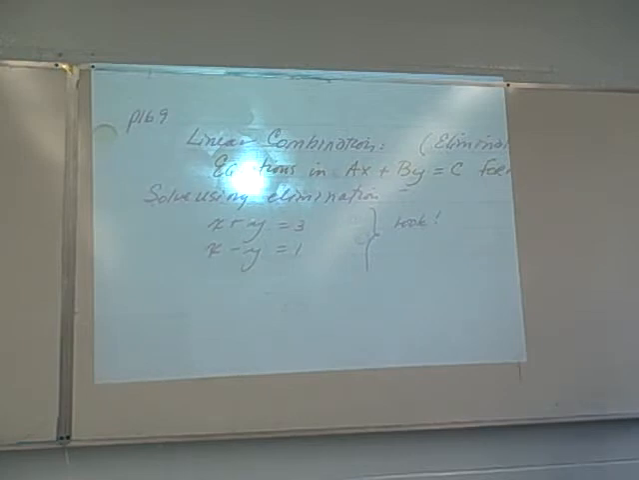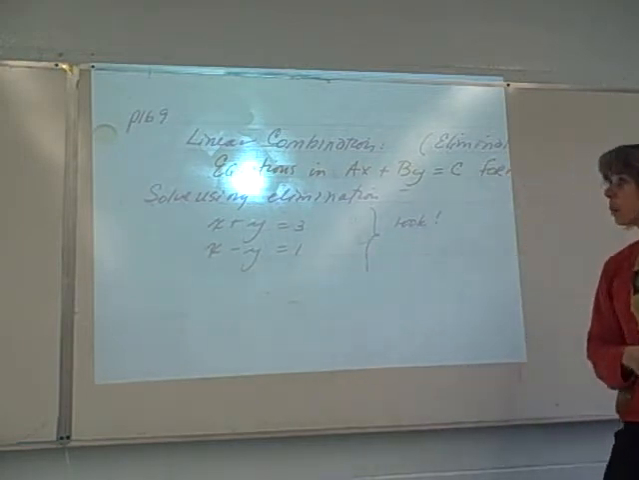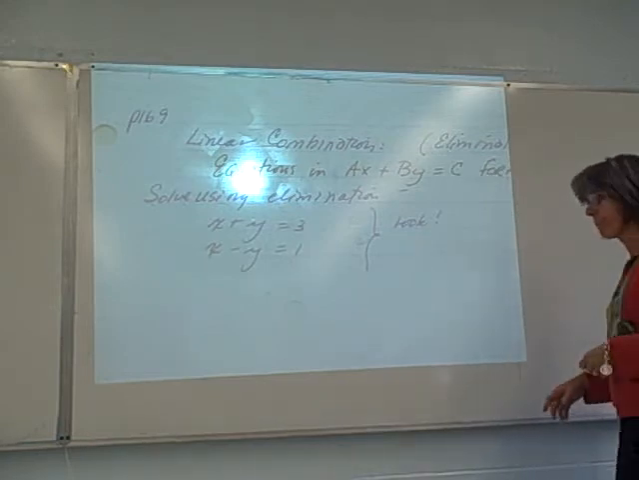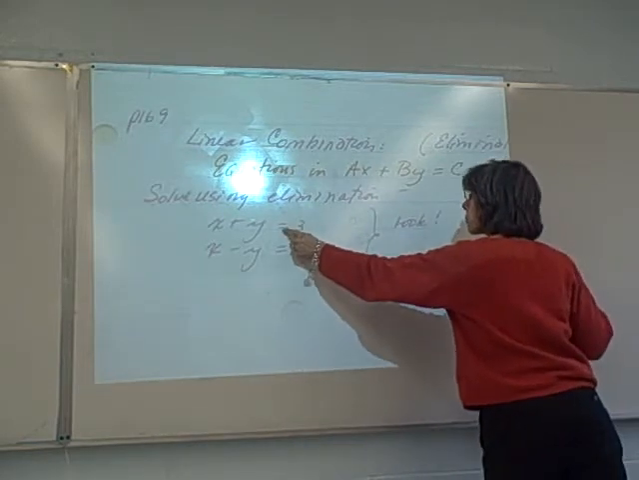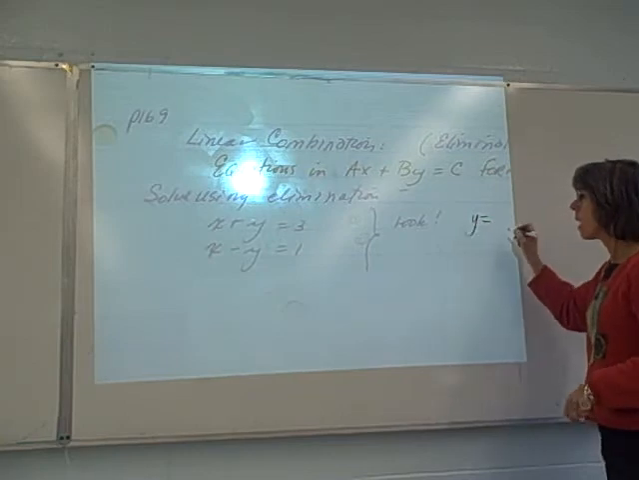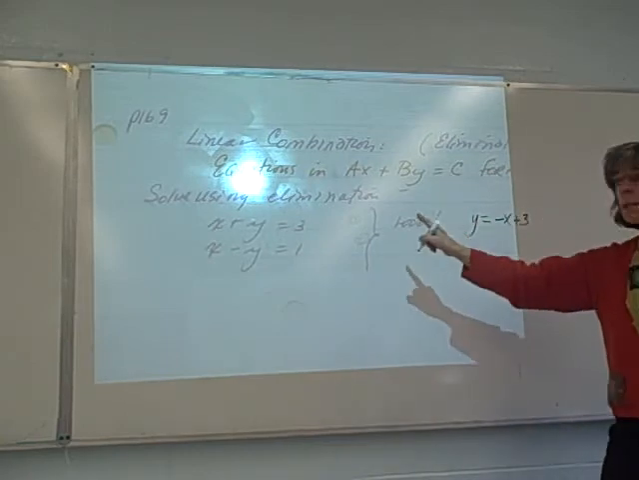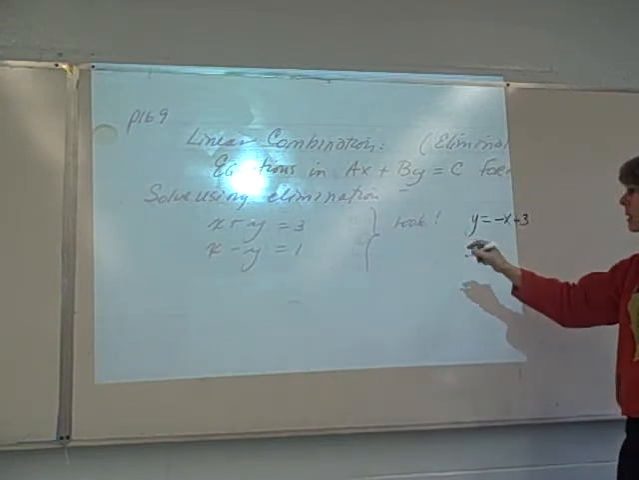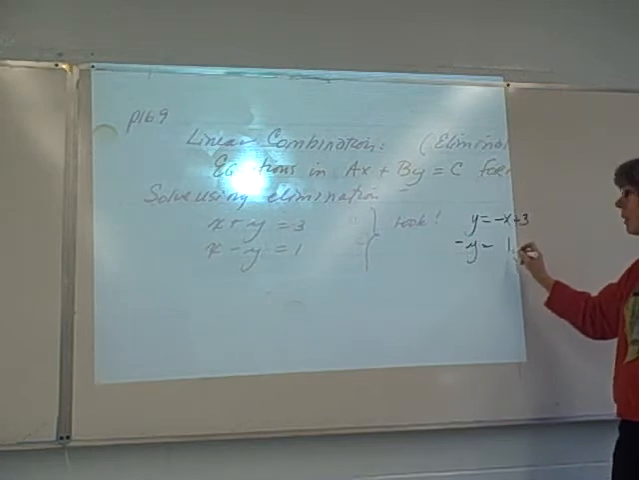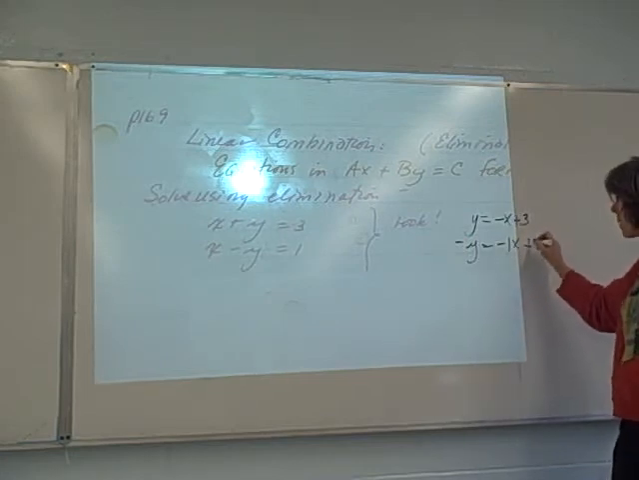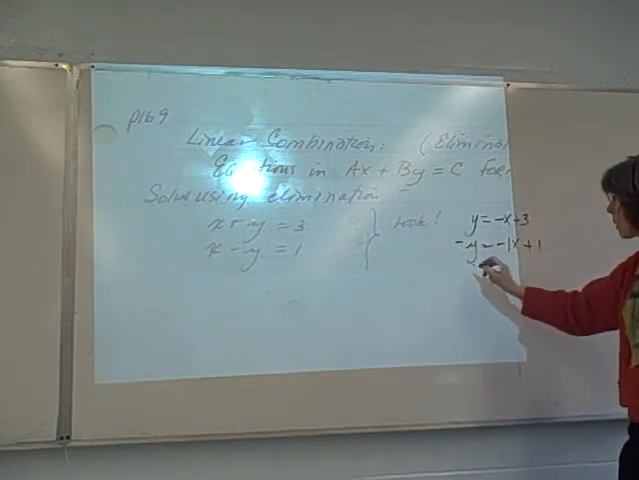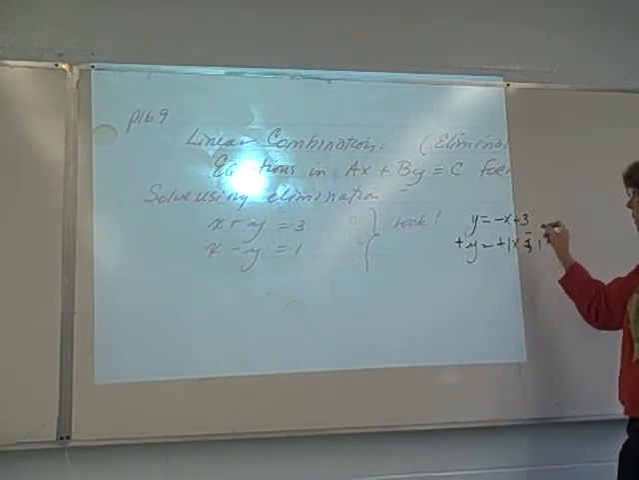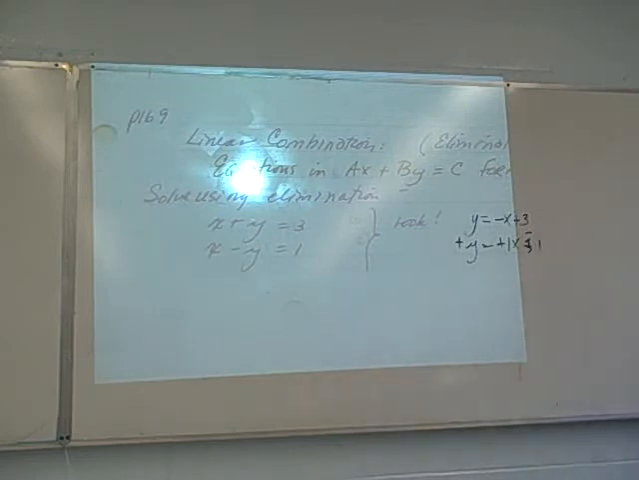So what would this be if I rearrange equation number 1? It's going to be y equals negative x plus 3. Okay, so enter that in. All I did was rearrange it so I can put it in as a graph. And the next one is negative y is equal to 1 minus x. How do I get rid of the negative y? I'm multiplying the whole thing by negative 1, so I will have y equals x minus 1. So let's graph those two equations.